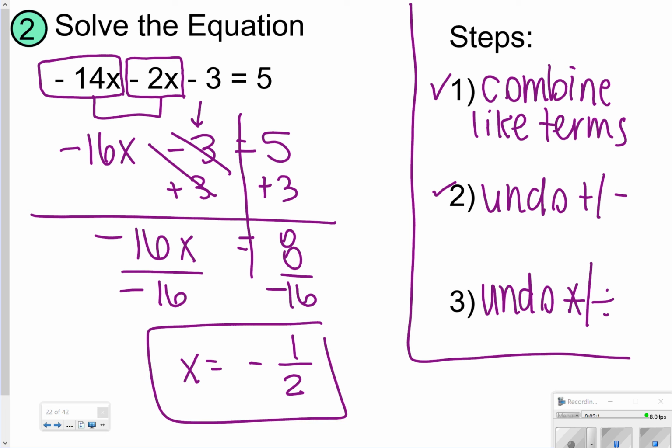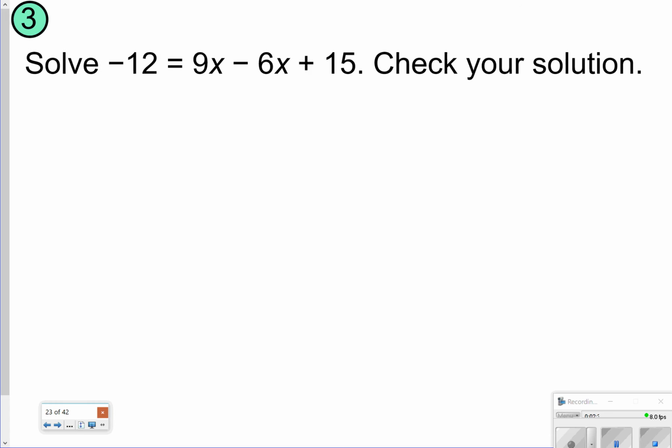Okay? So let's go ahead and take time now, if you haven't already, to pause the video here so you can write down the steps that you'll need for today, and then click play so you can try a few on your own. So this one you're going to try on your own. Remember, you're going to combine like terms first and then solve. So let's go ahead and pause so you can try number 3 on your own, and once you're done, click play to check your work.